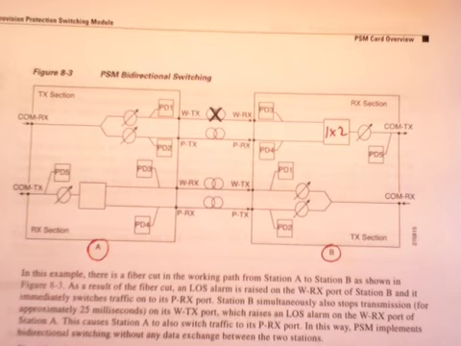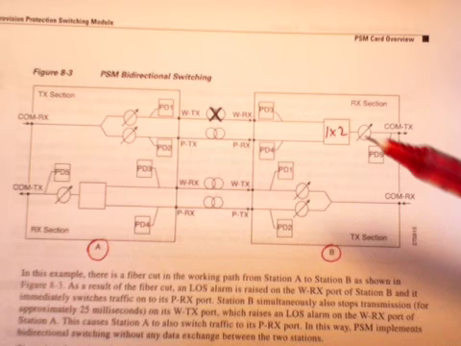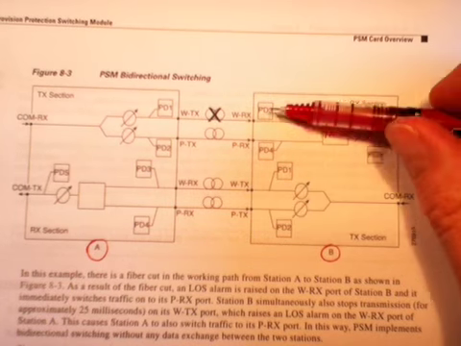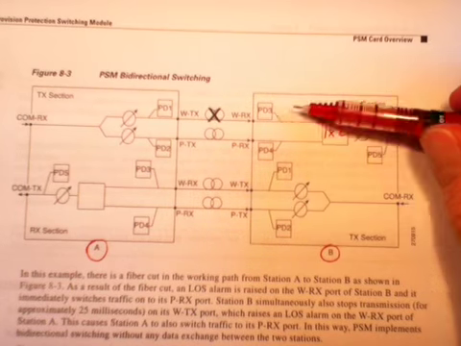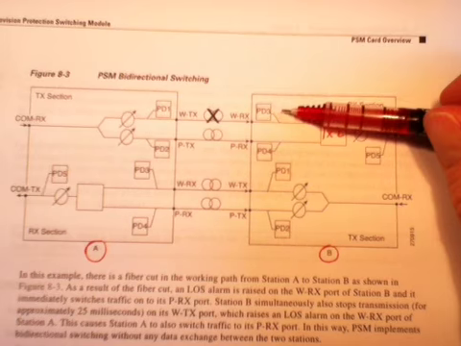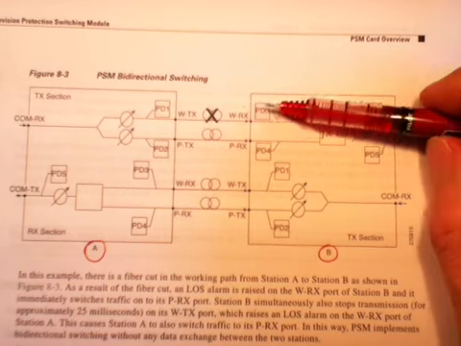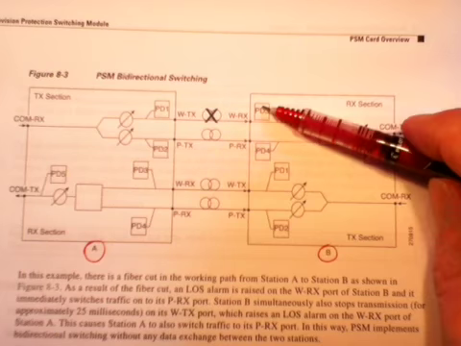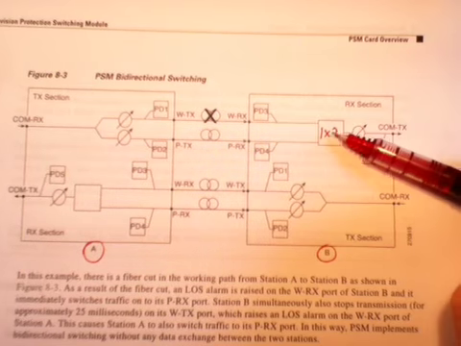Now, these cards are old enough that they do not communicate using a signaling protocol. There's no overhead bytes used. There's no signaling used between these two cards. And so as I mentioned, this photodiode number 3 here, PD3 on the receive section at station B, will detect very quickly if the working fiber goes down, and it'll allow it to switch over to the protection fiber.